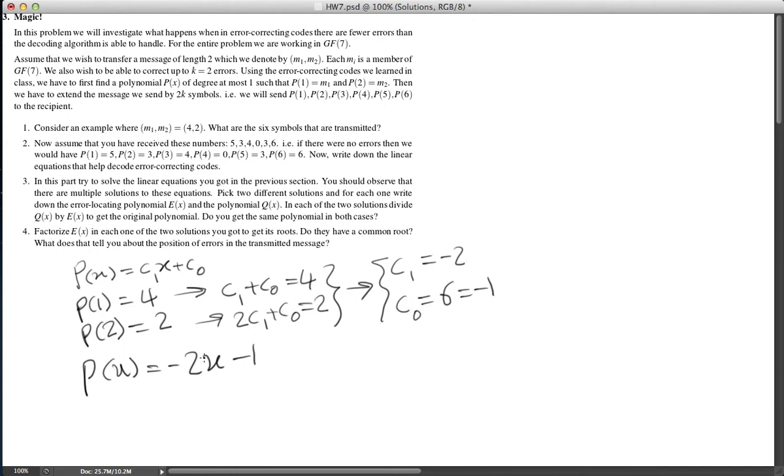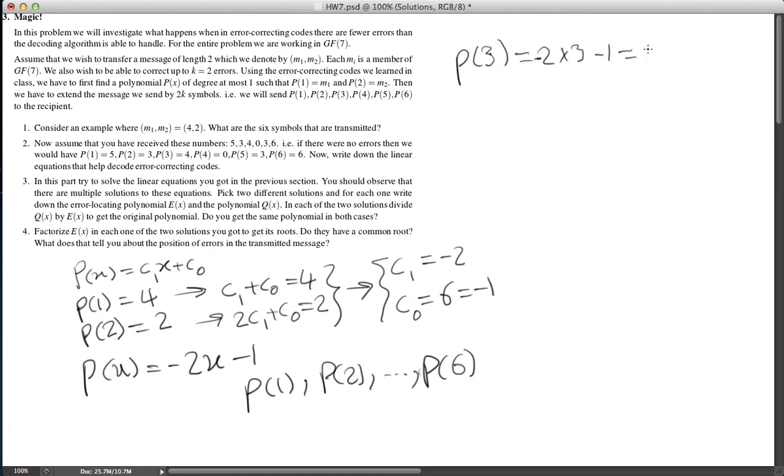Okay, so the message that we should send is going to be extended by 4 symbols. So we should send p of 1, p of 2 up to p of 6. So let's go ahead and compute these. We already know what p of 1 and p of 2 are. So p of 3 is just minus 2 times 3 minus 1, which is equal to minus 7, which is 0.